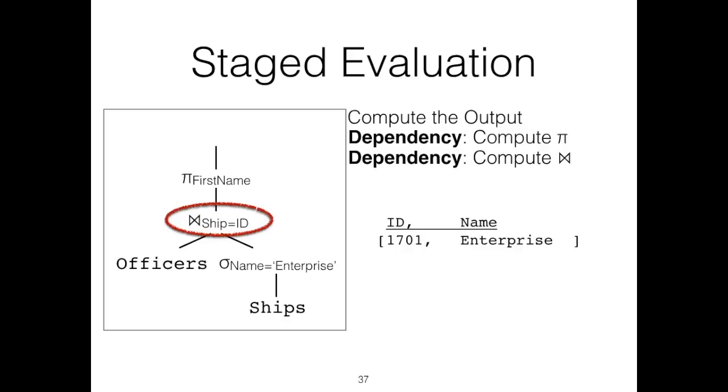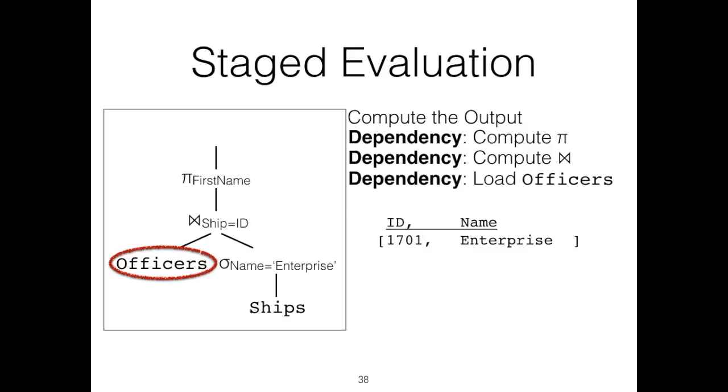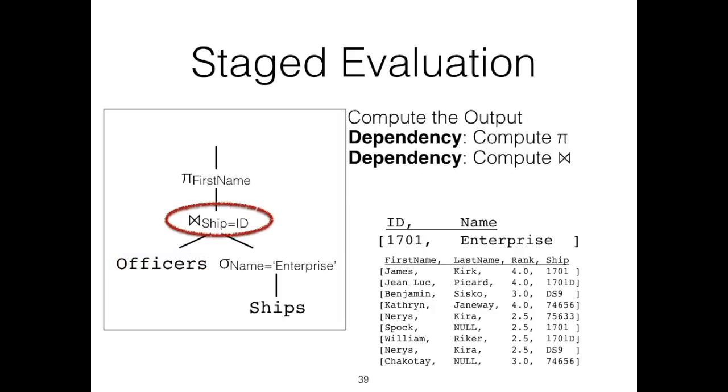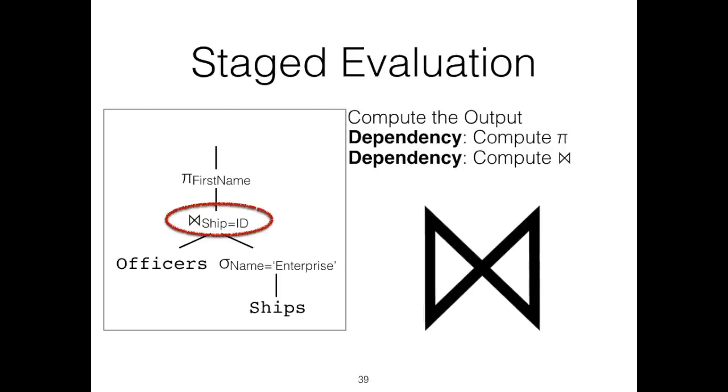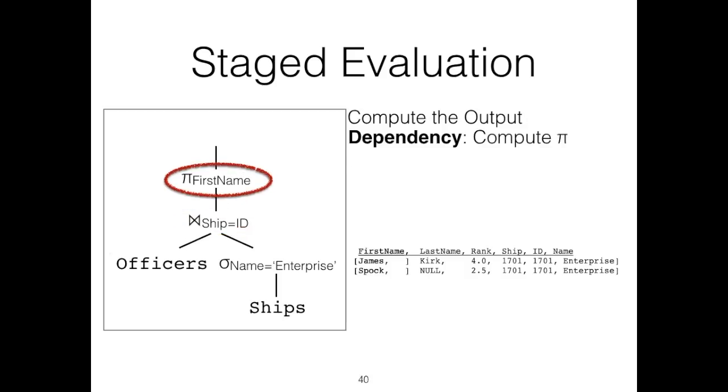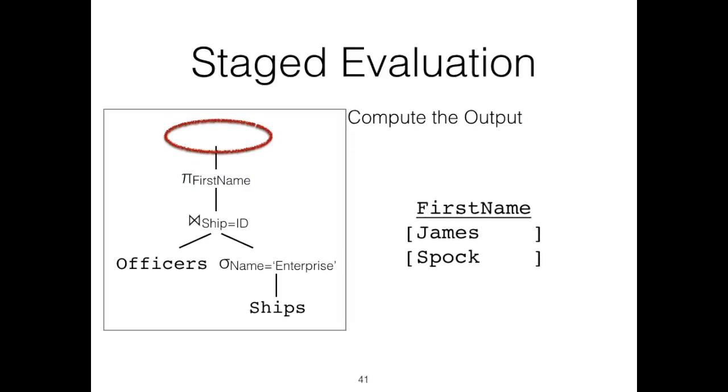Now for this join, you also need to first load in the officers relation, which you can do. And once you have the officers relation, you can compute the join of those two relations. Once you do that, you have the join result. You can compute the product. You can compute the projection, and then finally compute the actual output.